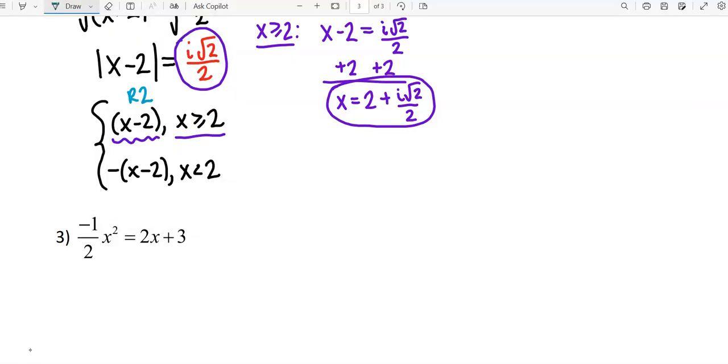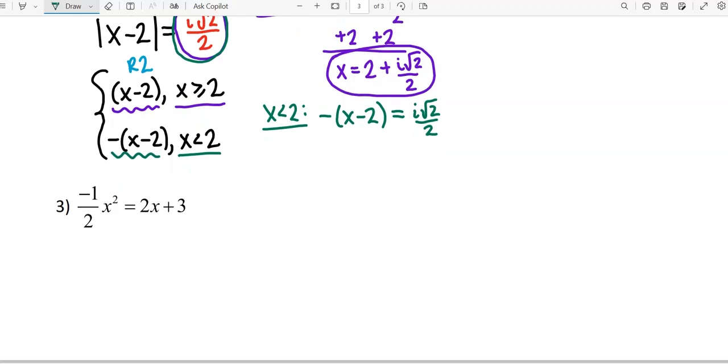For my other equation, I'll have my other domain, x is less than 2. And that equation will be negative times x minus 2 equals, again, what my absolute value equation is equal to, I square root of 2 over 2. I left my negative out because I actually find it a little bit easier to divide by my negative first. What's the only thing dividing by a -1 does?